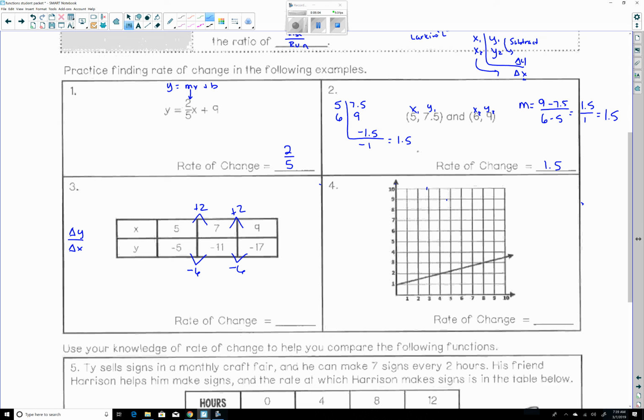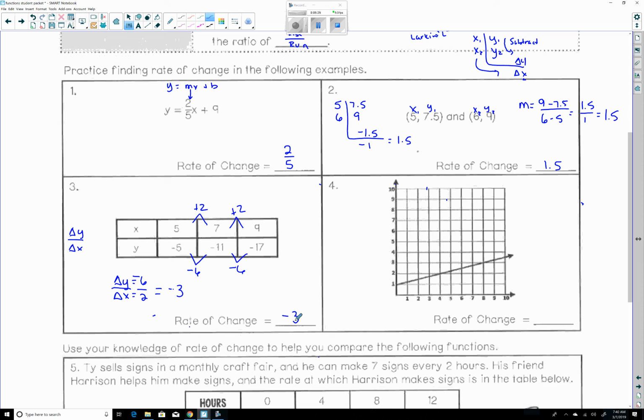So my change in y, how is it changing each time? It's going down 6. So my change in y is negative 6. My change in x is 2. So negative 6 divided by 2 is negative 3. So my rate of change here would be negative 3.